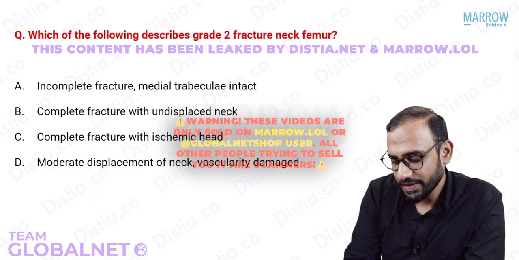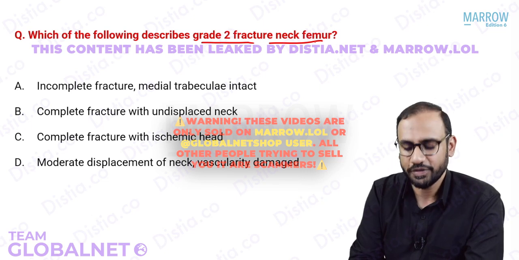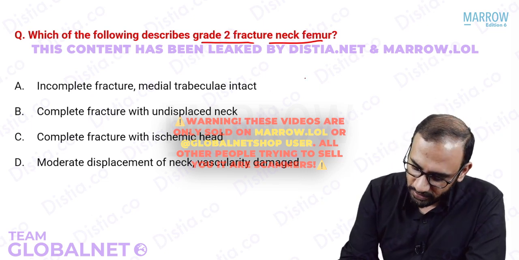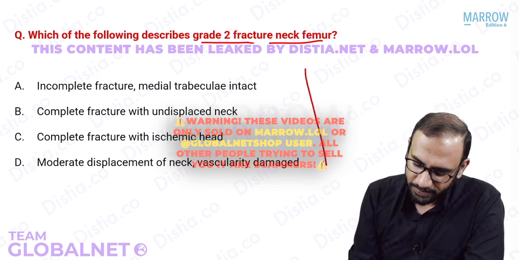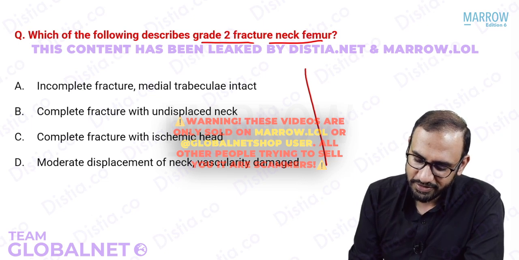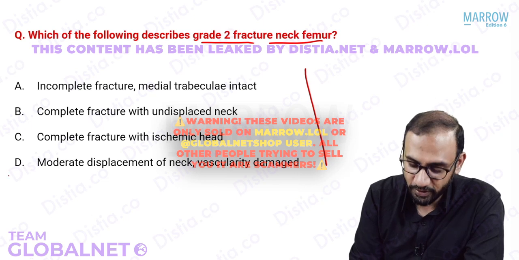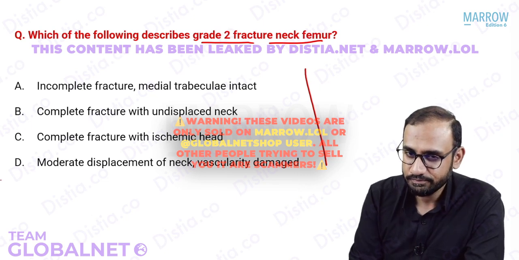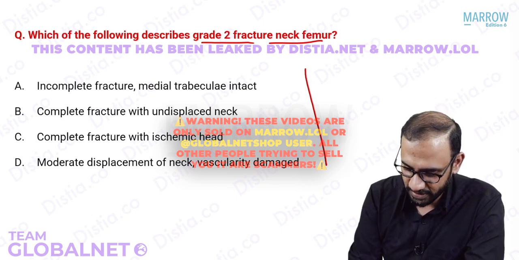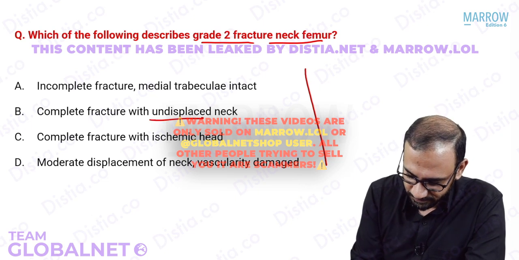Which of the following describes grade 2 fractures of the neck of the femur? So they are talking about which classification here? Incomplete, complete, displaced, undisplaced, trabeculae, Garden's classification. Yes. So grade 2 they are talking about. So grade 2 is displaced or undisplaced? It's undisplaced.